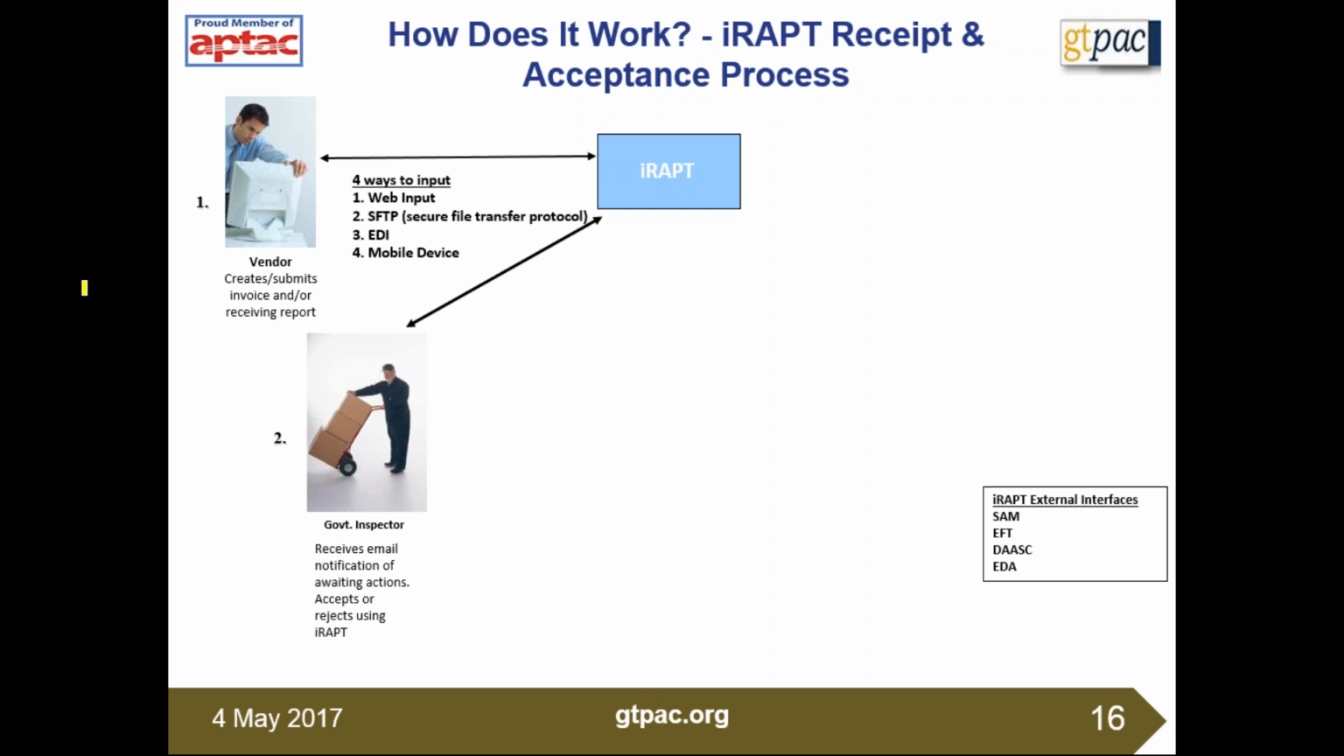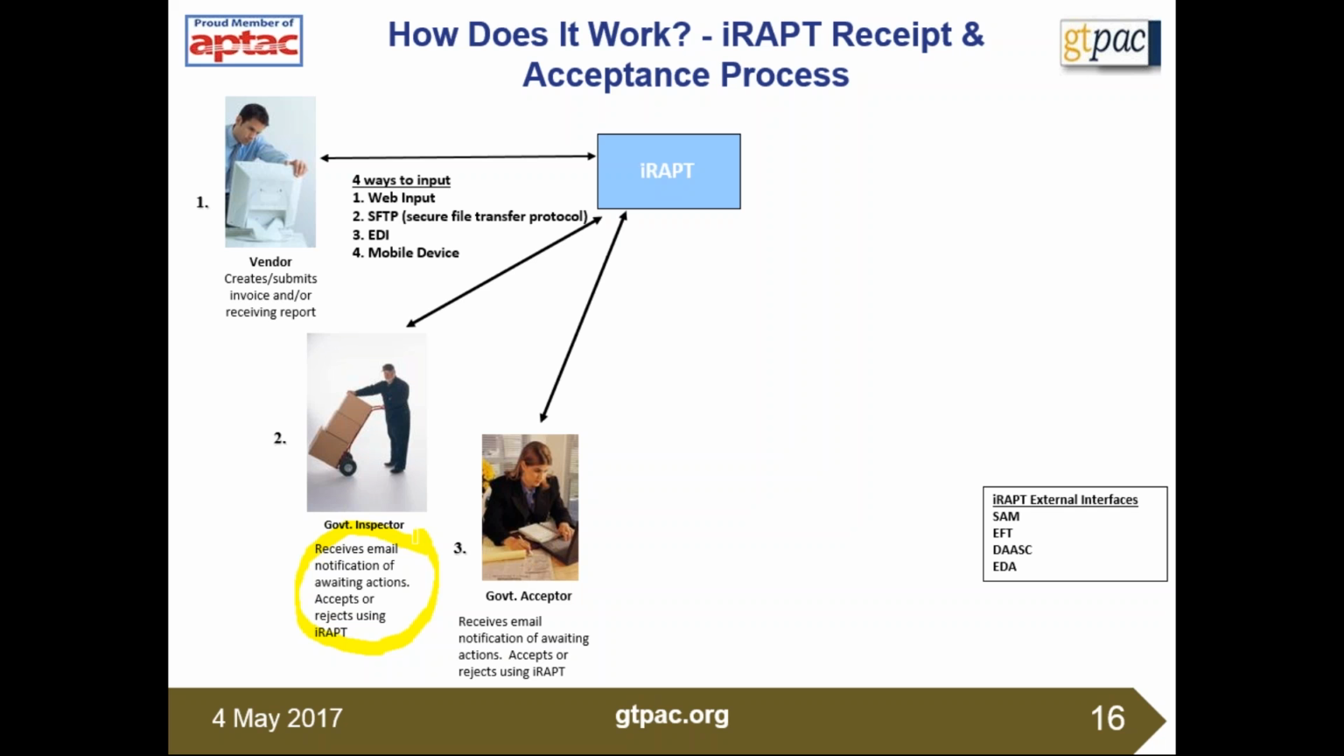The government inspectors, in some cases, actually when you input that, they will get an email notification if it's a commodity. If it's not a commodity, if it's like a service type contract, and there's a different type of invoice you submit for service, you'll have a government acceptor. This is the person who will actually, and they'll get an email as well. They either accept or reject.